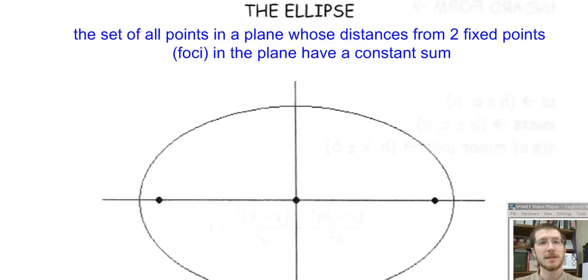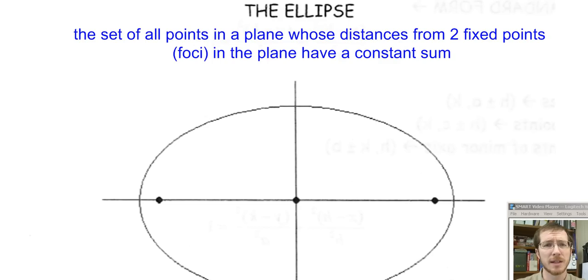Okay, in this lesson, we're going to talk about the conic section known as the ellipse. We're going to talk about its definition, some of its characteristics and components, and then we'll work out a couple of example problems involving an ellipse and its equation. Let's start off with the definition.